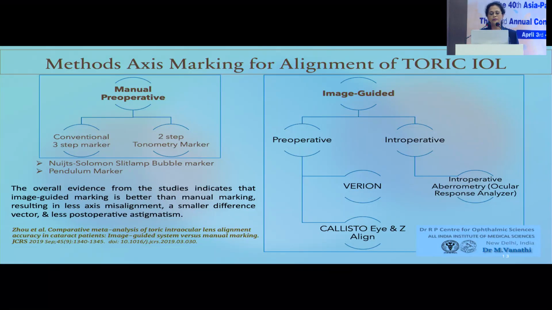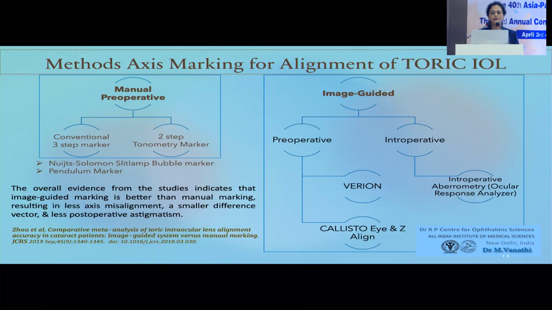So manual preoperative marking could be the conventional 3-step or 2-step ones, which are manual methods in the form of a bubble marker or the pendulum marker here. I think most of us do still use this in our practice, and it works perfectly well once you have perfected the technique of using it. Image guided ones, you have preoperative and intraoperative.